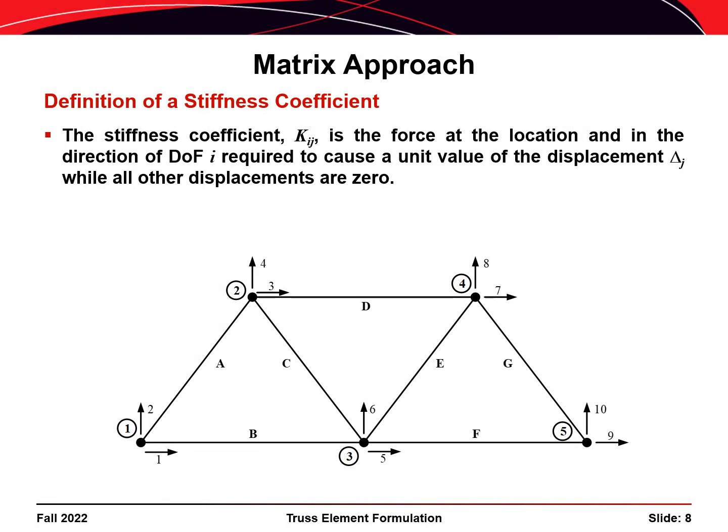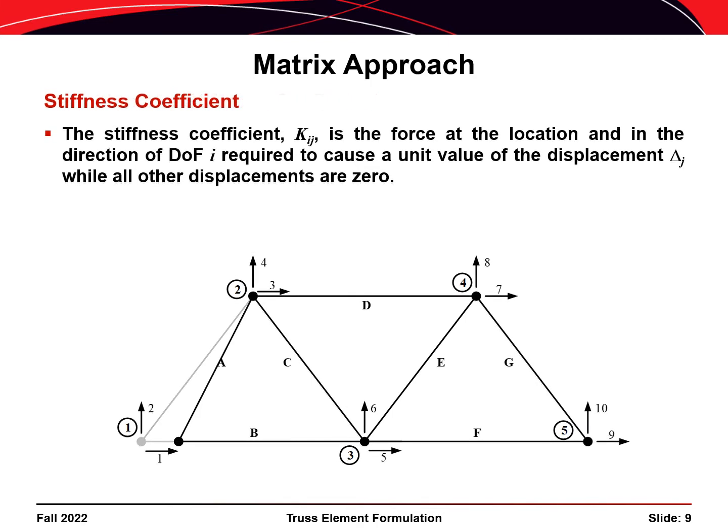Each element within the stiffness matrix is called a stiffness coefficient, and we're going to define a stiffness coefficient, Kij, as the force at the location and in the direction of the degree of freedom i that is required to cause a unit displacement at degree of freedom j, while all other displacements are held to 0. Basically, we're going to impose a unit displacement at one of the degrees of freedom, in this case the first degree of freedom, while holding all other degrees of freedom to a zero displacement.